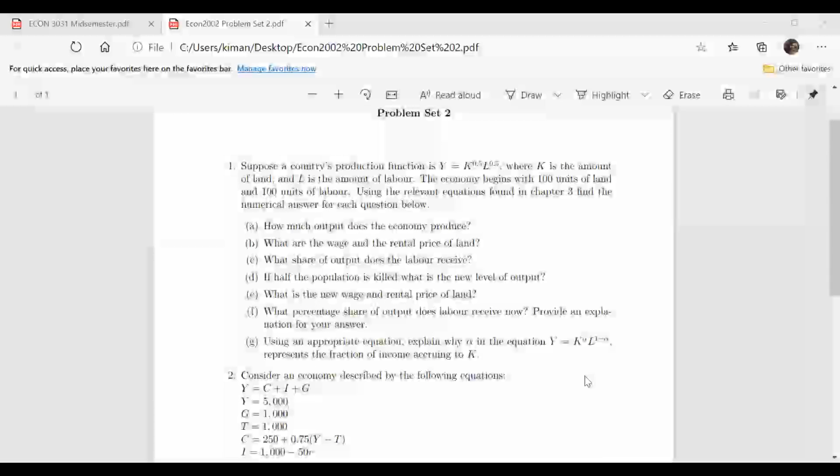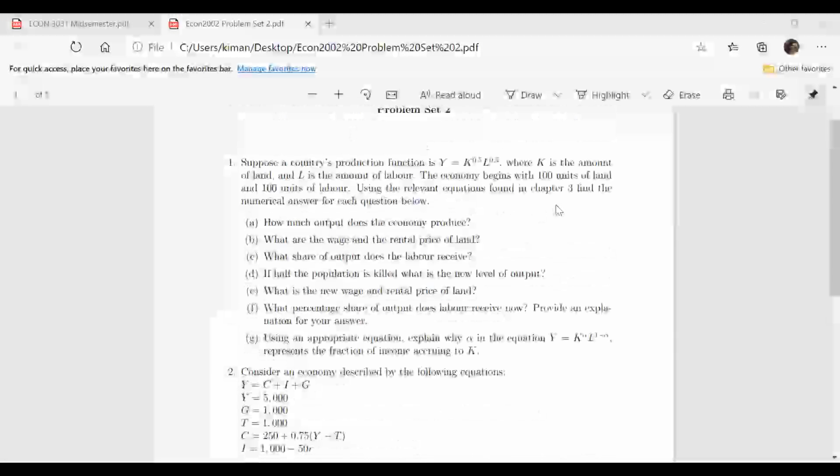So suppose a country's production function is equal to that. K is the amount of land, L is the amount of labor. The economy begins with 100 units of land and 100 units of labor. Using the relevant equations found in the chapter. But is this an old problem set? Well, the first one is not on the company exam, so I can skip that.